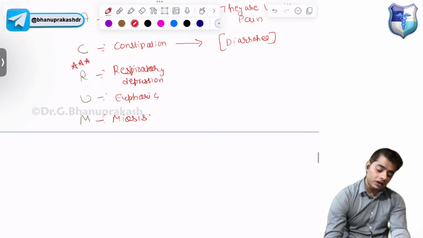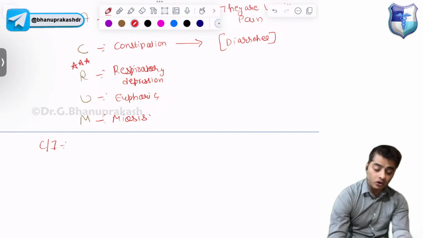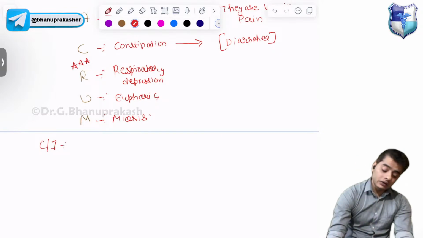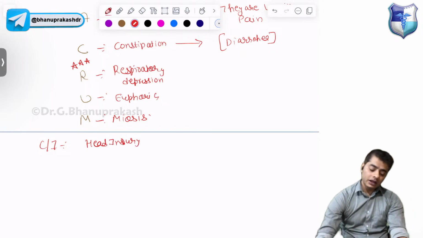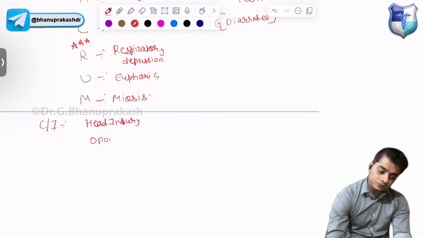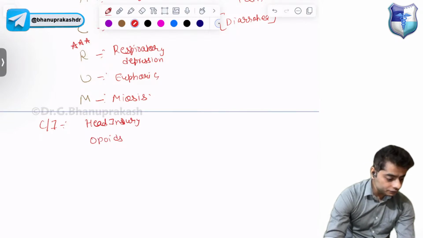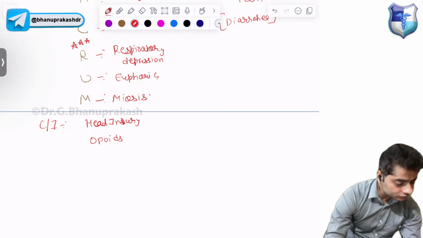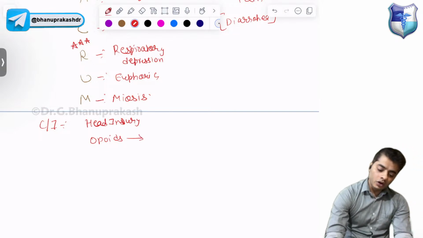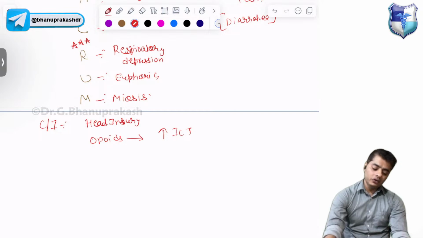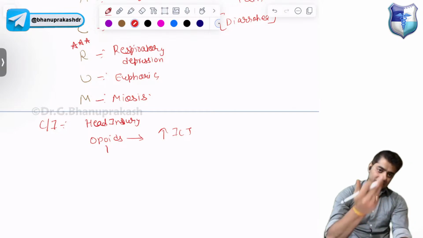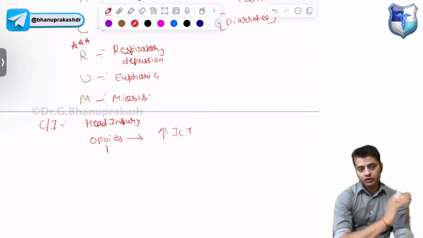Now, there are two most important contraindications you should always remember with opioids. One is head injury. You should never prescribe opioids in a head injury. Why? Because opioids lead to an increase in ICT. That's why we should not prescribe them in head injury. Also, opioids cause miosis, and increased ICT also causes miosis.